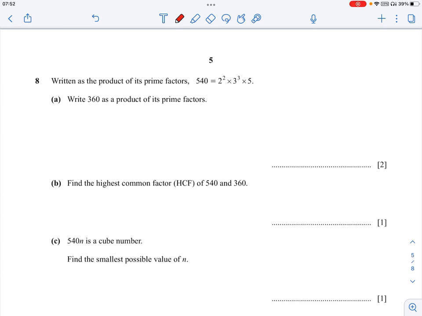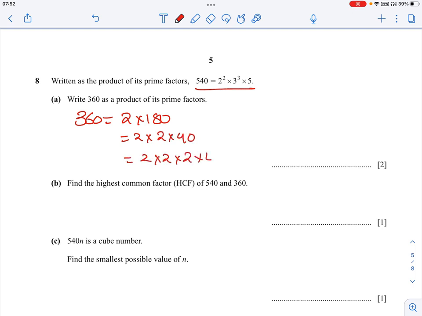Write 540 as a product of prime factors, like this. Write 360 in terms of prime factors. 360 is 2 times 180. 180 can be written as 2 times 90. 90 can be written as 2 times 45. 45 can be written as 3 times 15. 15 can be written as 3 times 5. So what is that? It is 2 cubed times 3 squared times 5.